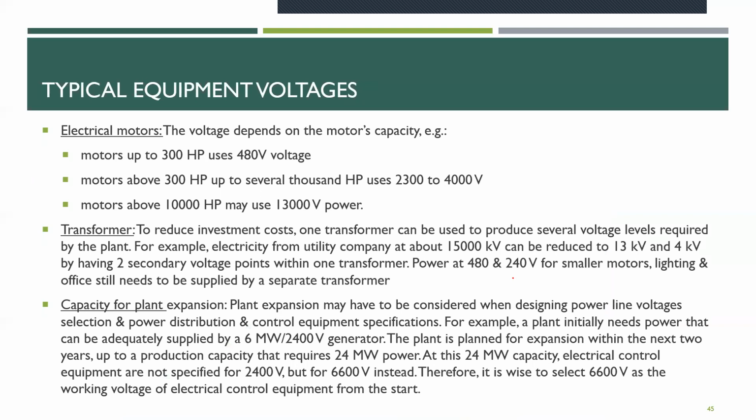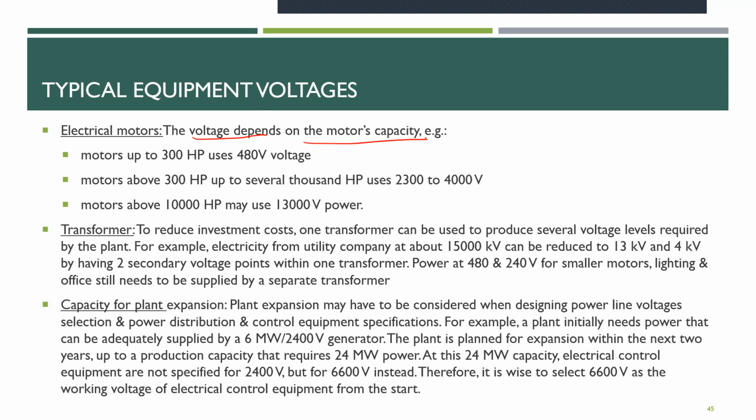Okay, so these are the typical equipment of the voltage. We have three main types of equipment, which is very important to know. The first one is the electrical motors. The voltage of these electrical motors depends on the motor's capacity. Motors up to 300 horsepower will use 480 volts.